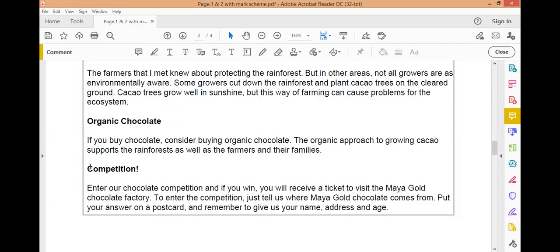For the competition, Omar found the answer according to the title here. He said here, competition. This word is written in the question, yes? So he finds the answer in a single way. Well done. So when we write the answer, we write a short answer. We can write a ticket to visit the Maya Gold. Thanks so much, Omar.